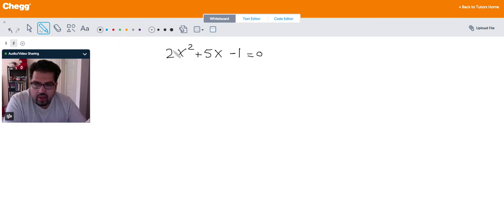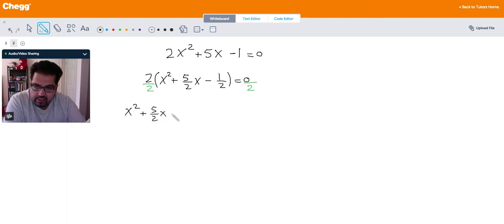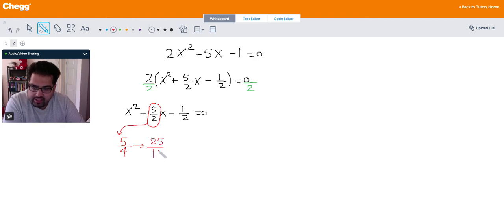So the first step was factoring out the coefficient of x squared. So I'm going to factor out 2. So I would have x squared plus 5 over 2x minus 1/2 equal to 0. So dividing both sides by 2, it gives me x squared plus 5 over 2x minus 1/2 equals 0. Now the next step is grabbing the coefficient of x and making it half. So just dividing by 2 gives me 5 over 4. Now squaring this result gives me 25 over 16.